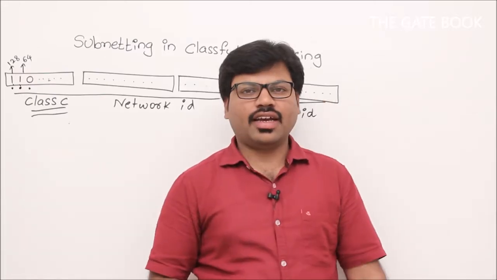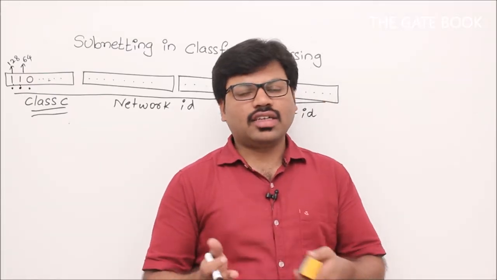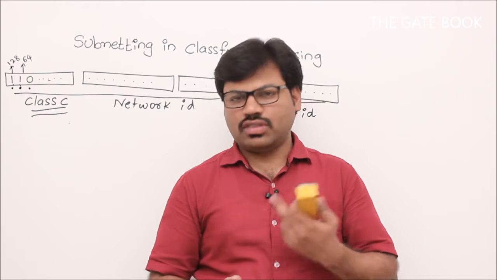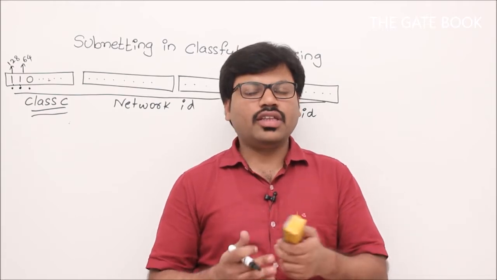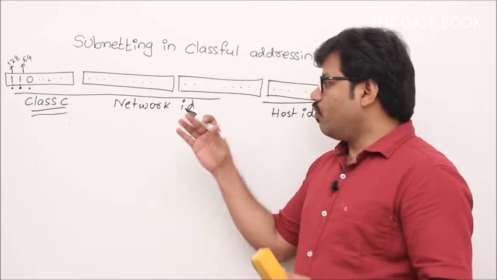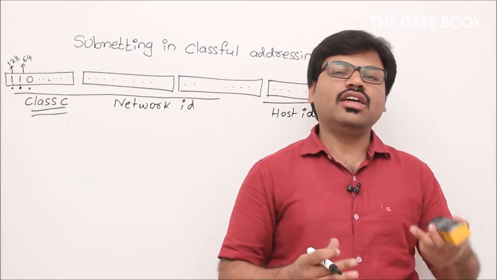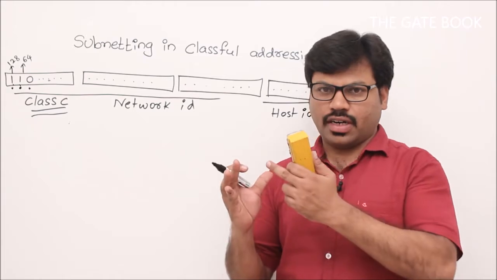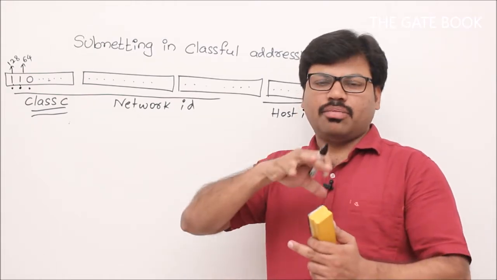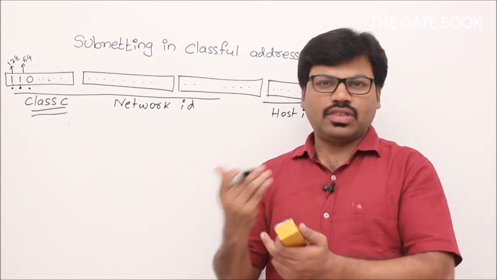Now we'll see the subnetting idea in classful addressing. In classful addressing also, we can do subnetting in the same way, but there is a difference. Generally in classless addressing also, though I did not mention it, we borrowed some bits from the host part, right? And based on those bits we divided multiple subnets, correct?